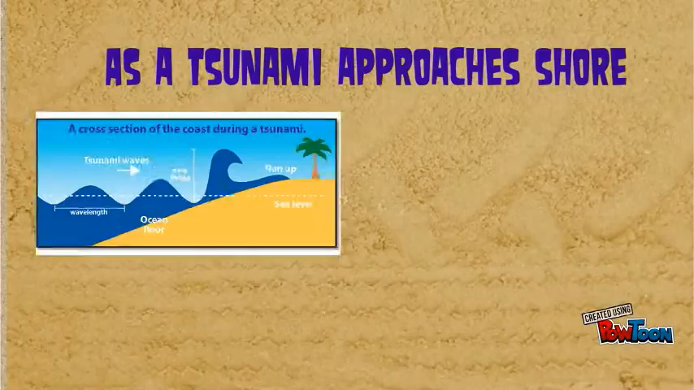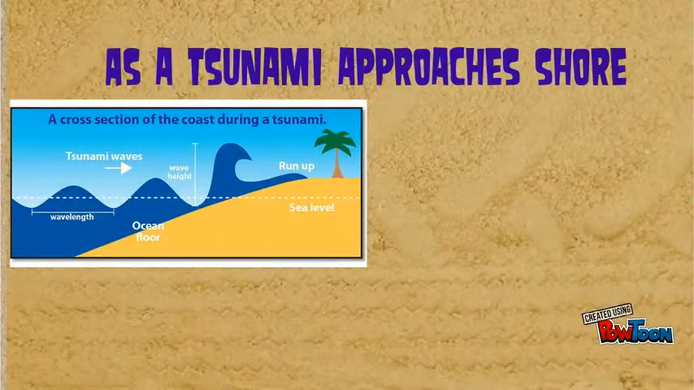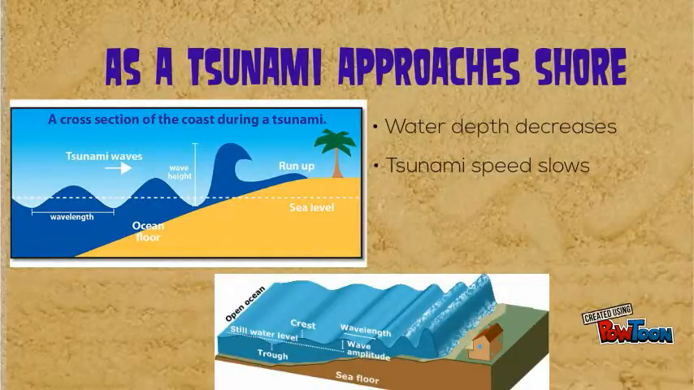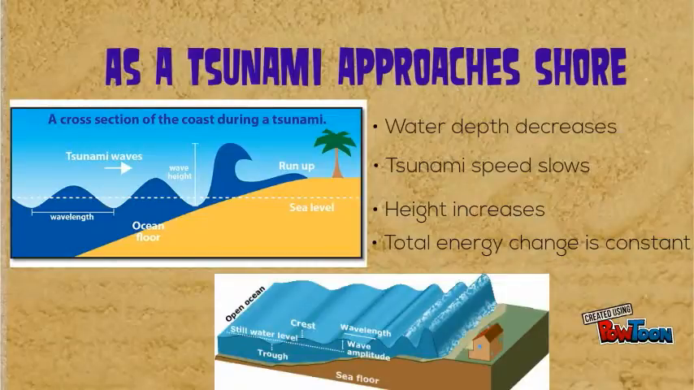When tsunamis begin to enter the more shallow waters near the coast, the water depth decreases, the tsunami speed slows, and the height increases, as shown in the diagram. The total energy change remains constant. Thus, it can reach over 30 meters in height as it approaches shore.